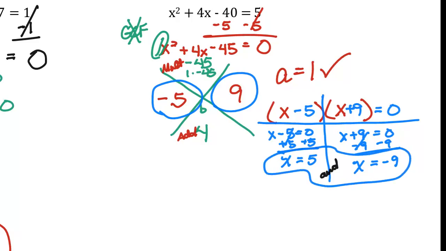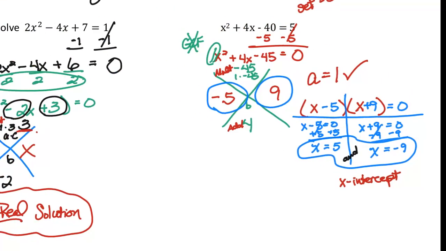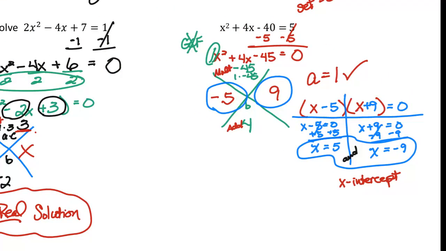So here are my 2 roots, my x-intercepts. These are the x-intercepts, okay, which means they are both 2 real solutions. That one was much nicer.